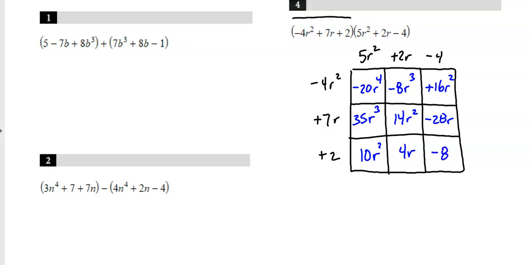Now usually, not always, but usually you can gather up like terms on the diagonals. So for instance, this one is the only r to the fourth, so it's going to be a negative 20r to the fourth. These two can then go together. It's 35 and negative 8, that's 27.